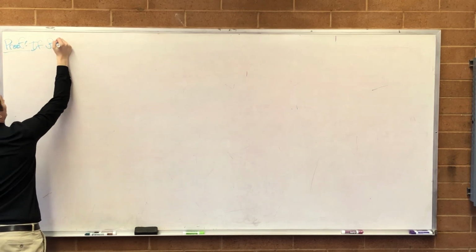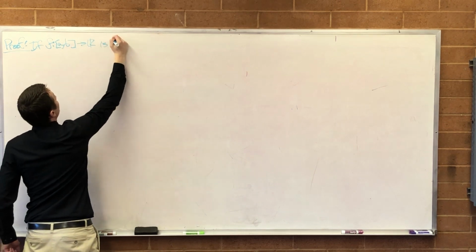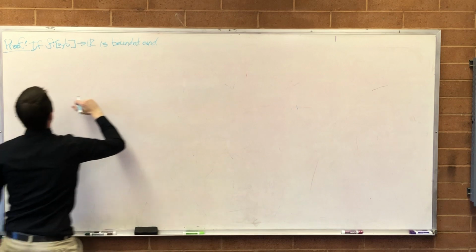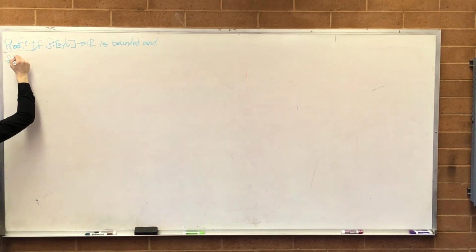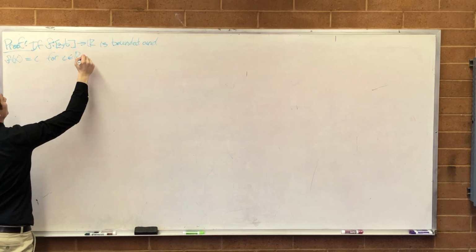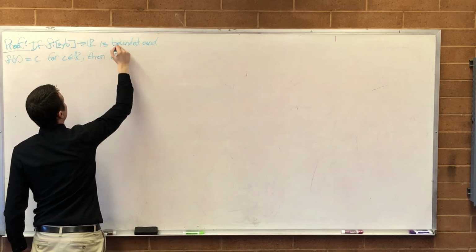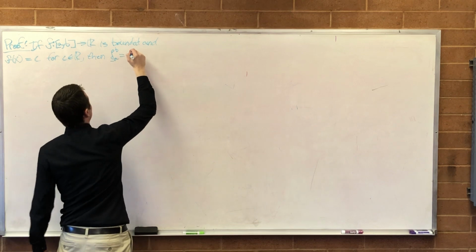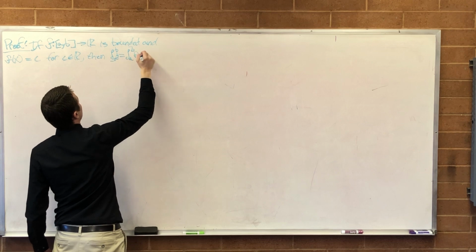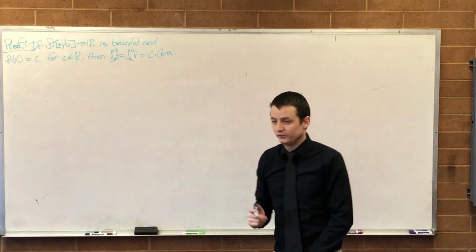If f from a, b to R is bounded, and we don't even need to say it's bounded. It is always bounded, right? And f of x is equal to c for some number c in R, then our lower integral is equal to our upper integral of f, which is equal to c times b minus a, which is exactly what we'd expect.